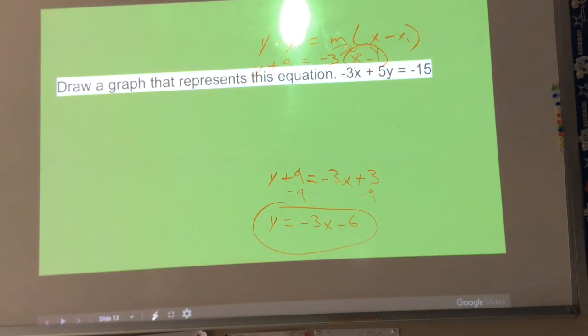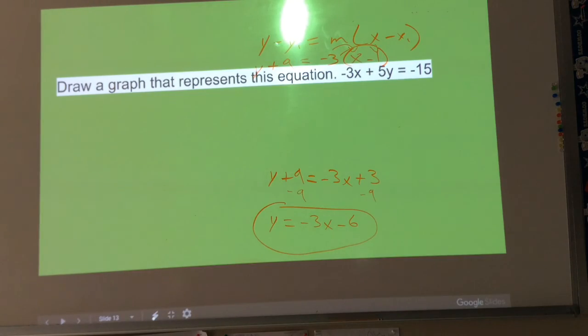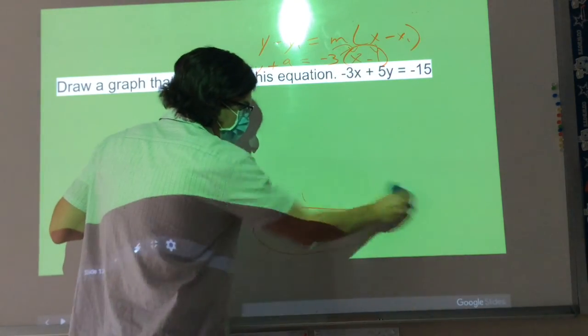So draw a graph that represents this equation. Okay, hold on, go back to this. What form is this in right now? Standard form, right? Convert standard form to slope-intercept form for me.